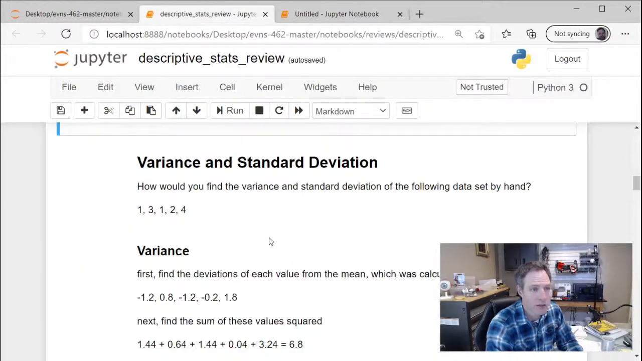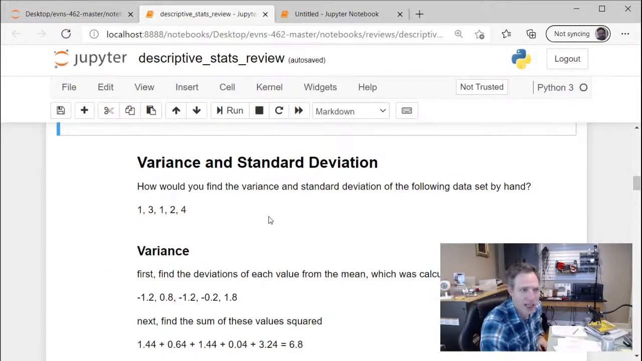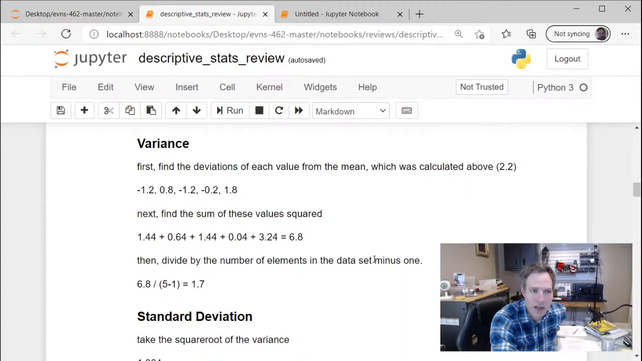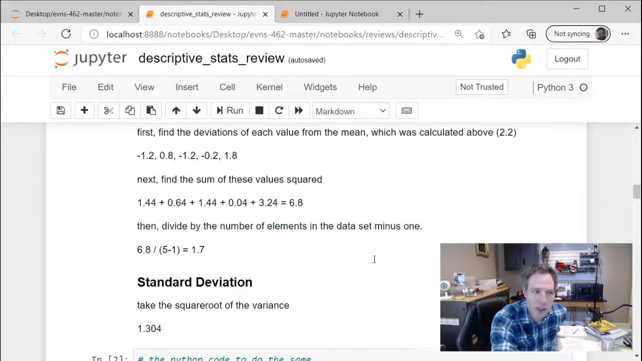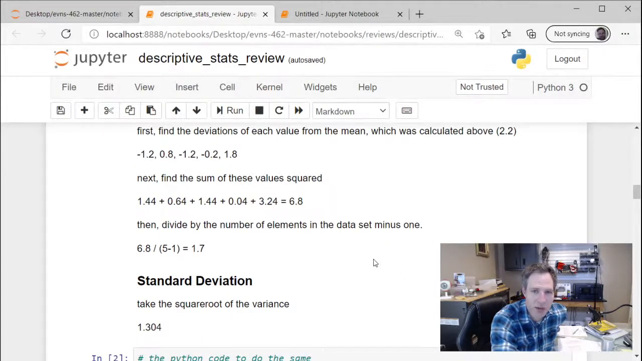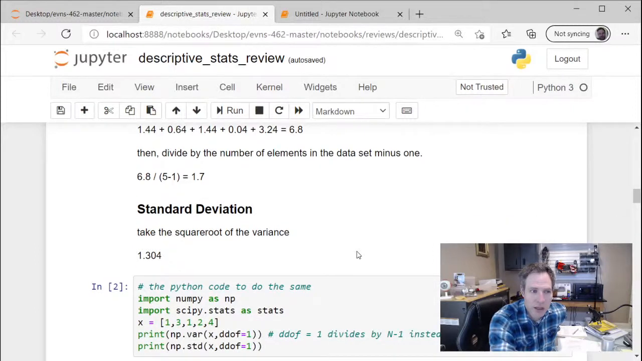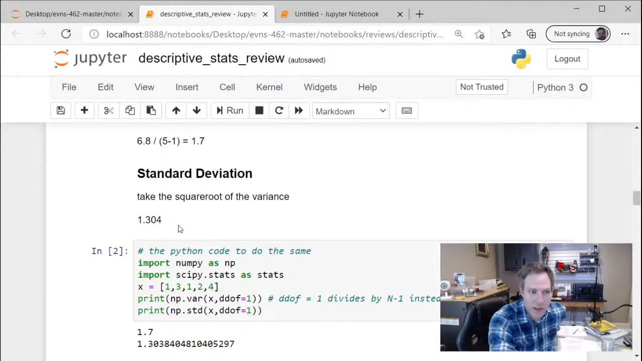Okay, so back here, these steps are summarized again in the review. How would you find the variance and standard deviation of this data set? First, find the deviations of each value from the mean. Then square these values and sum them up. Then divide by the number of elements in the data set, minus 1. And then take the square root to find the standard deviation.